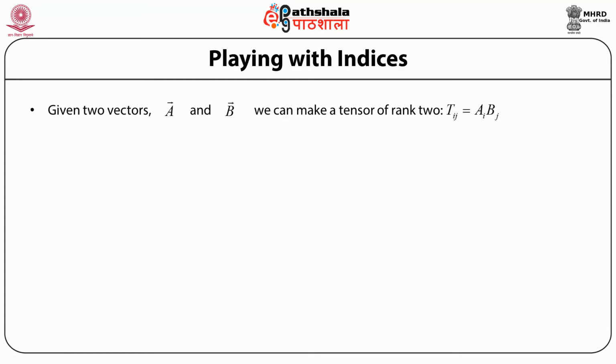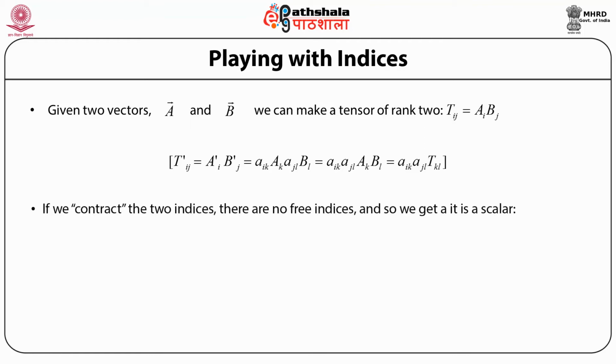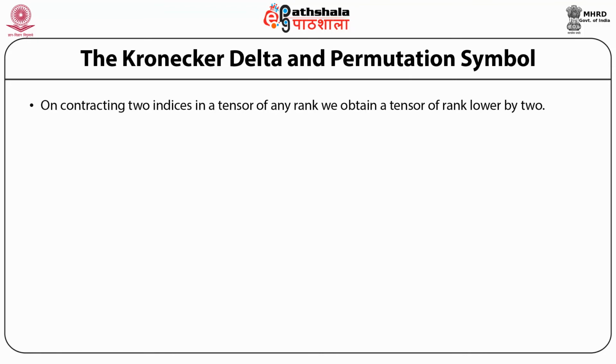So now given two vectors A vector and B vector, we can make a tensor of rank 2, that is T_ij equals A_i B_j. T dash_ij equals A dash_i B dash_j equals A_ik A_jl A_k B_l equals A_ik A_jl T_kl. If we contract the two indices, there are no free indices, and so we get a scalar. So T dash_ii equals A_ik A_il T_kl equals delta_kl T_kl equals T_kk. On contracting two indices in a tensor of any rank, we obtain a tensor of rank lower by 2.